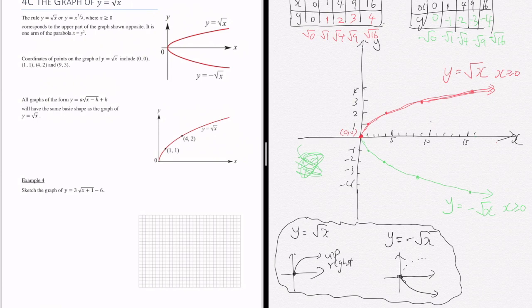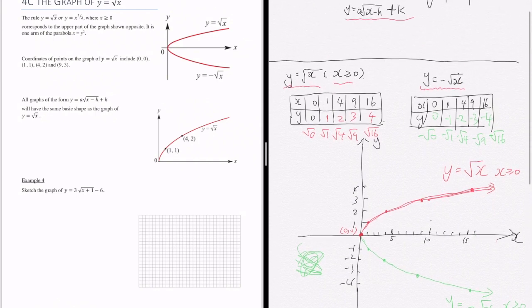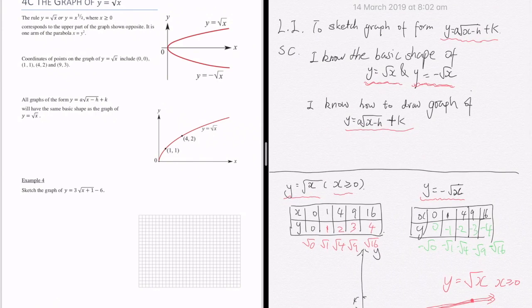In your mind you should be very familiar with the general graph, roughly what it looks like for y equal to square root x and y equal to negative square root x. So that's my first successful criteria: I know the basic shape of y equal to square root x and y equal to negative square root x. Now we're going to come to the second one.